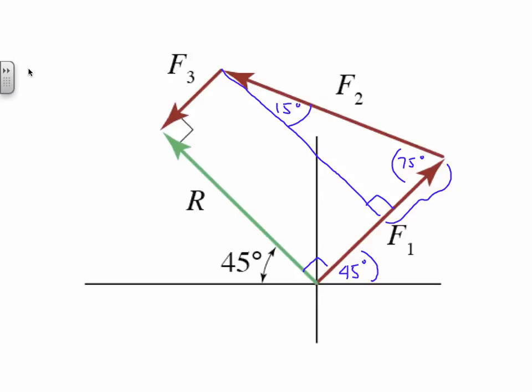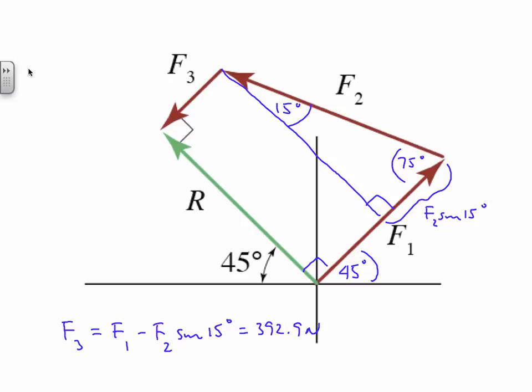This distance then becomes F2 sine of 15 degrees, and we can say that F3 is F1 minus F2 sine of 15 degrees. We had F1 is 600 newtons and F2 is 800 newtons, and if we plug those numbers in, we end up with 392.9 newtons.